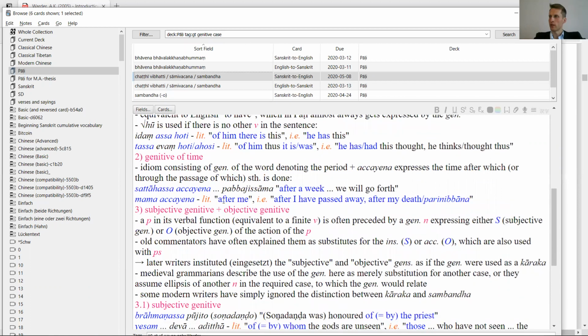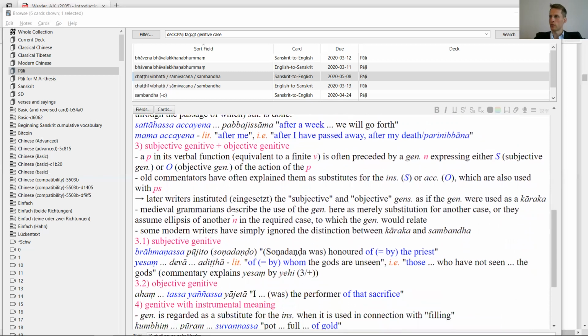Furthermore, the genitive of time is an idiom consisting of the genitive of the word denoting the period plus accayena, which means something like 'after' or 'by the elapse of', and expresses the time after which, or through the passage of which, something is done. So sattāhassa accayena pabbajissāma, literally, by the elapse of 7 days we will go forth, meaning after a week we will go forth. Mama accayena, after me, or after I have passed away, or after my death or parinibbāna.